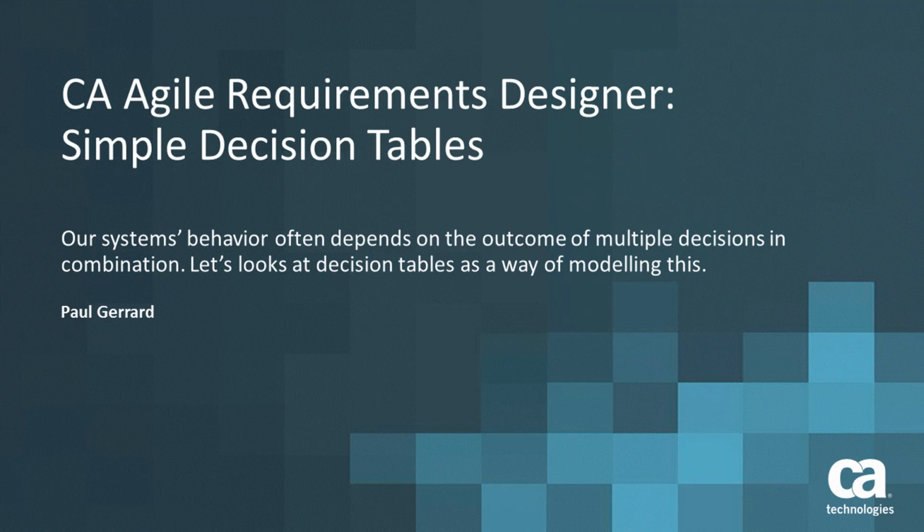Hello again. It's very common for our system's behaviour to depend on the outcome of multiple decisions in combination. That is, the way our systems behave requires several decisions to be made based on different inputs and choices. In this video, we'll look at how decision tables work as a way of modelling these combinations and outcomes, and how ARD supports decision tables.